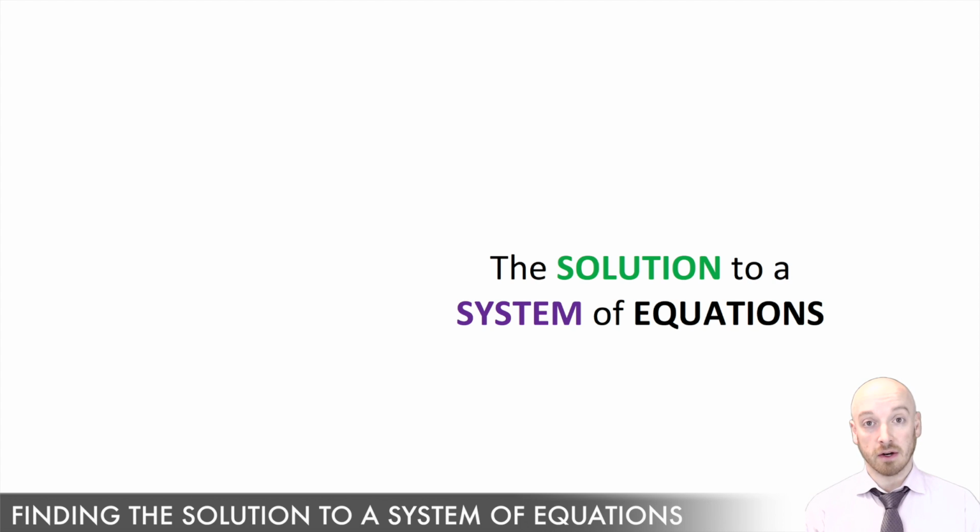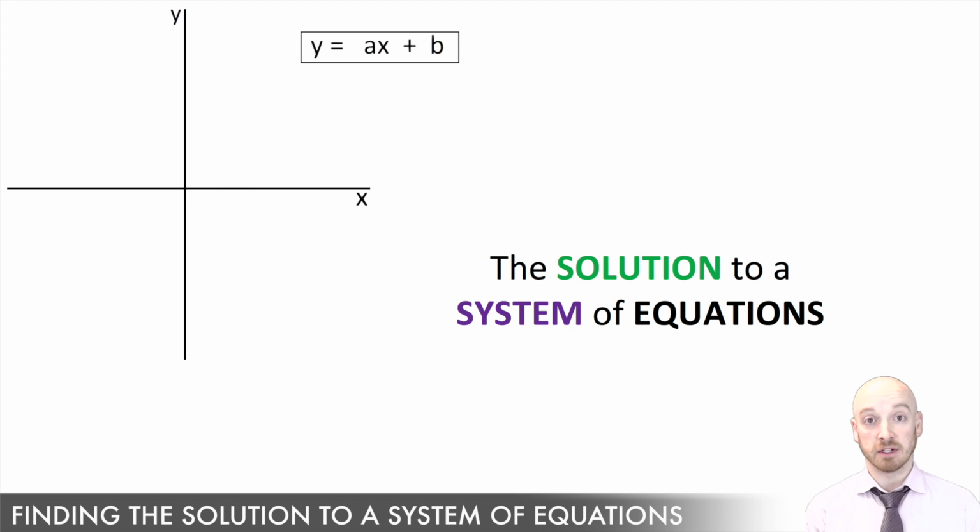Okay, before we can start talking about finding the solution to a system of equations, first we need to know what a system of equations is. Well, obviously we know what equations are. We've been looking at those for a while now, and usually they're in y equals ax plus b form. Up until now, if they weren't in y equals ax plus b form, we've converted them, right? We've isolated that y variable so that the equation looks like that familiar y equals ax plus b.